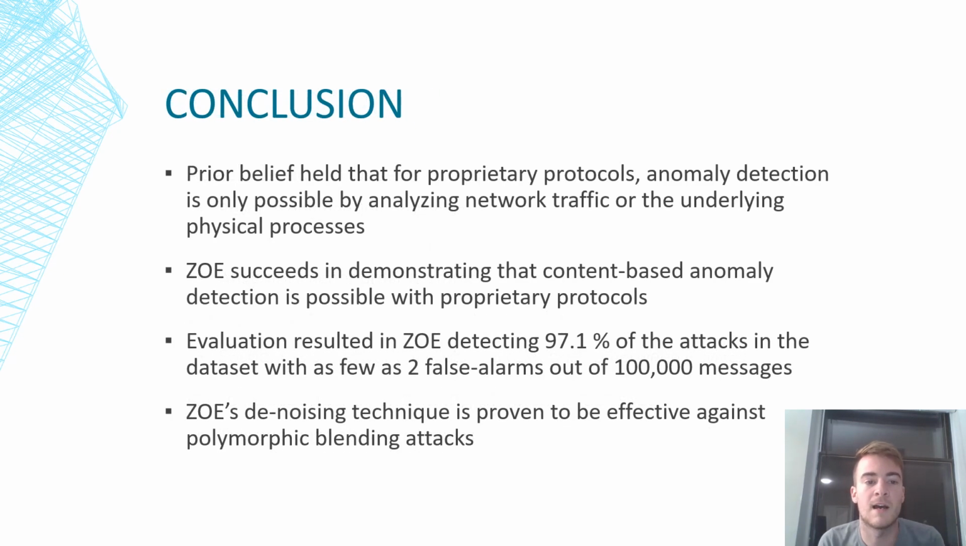So in conclusion, ZOE is able to challenge the prior held belief that for proprietary protocols, anomaly detection isn't possible using content-based messages, that it's only possible using the network traffic-based or the underlying physical process-based approaches that we just discussed on the related work slide. And so ZOE is able to successfully demonstrate that content-based anomaly detection is possible. ZOE was able to detect 97.1% of the attacks in the data set with as few as 2 false alarms out of 100,000 messages. And its denoising technique is proved to be effective against polymorphic blending attacks.